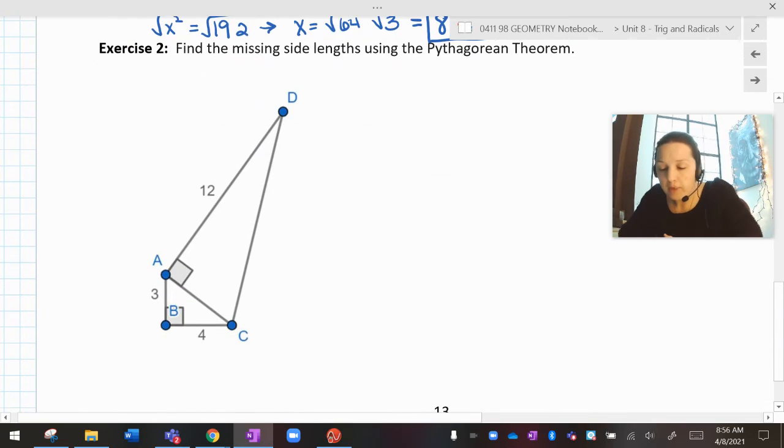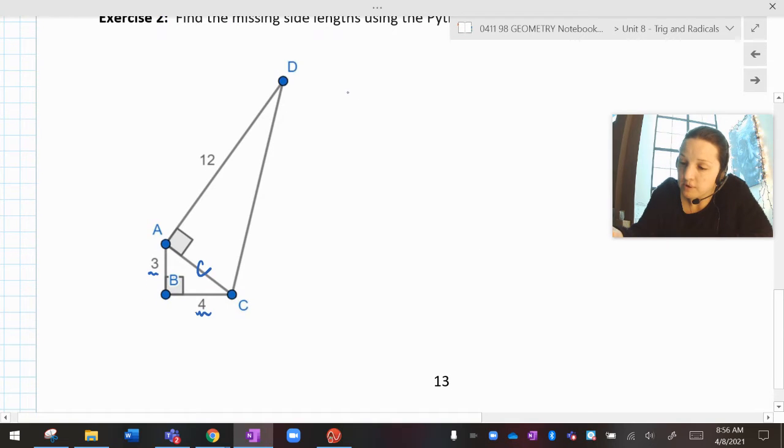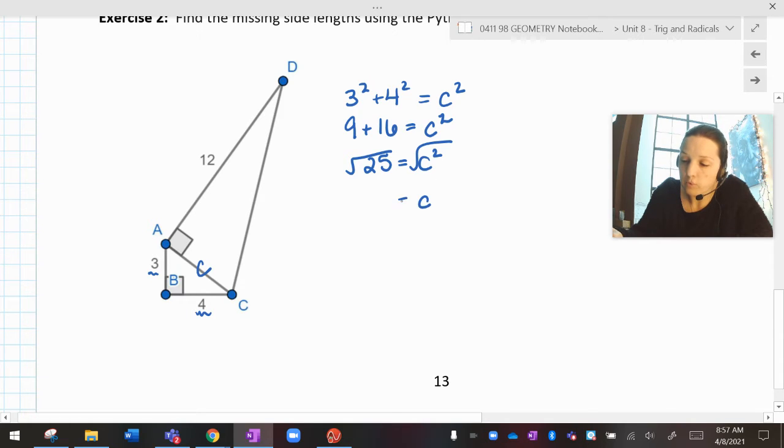All right, a little bit more Pythagorean theorem. So I have Pythagorean theorem here. I've got a squared, b squared, and c squared. So I could say 3 squared plus 4 squared is c squared. 9 plus 16 is 25. And then square root them both.